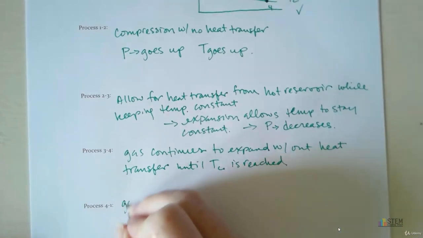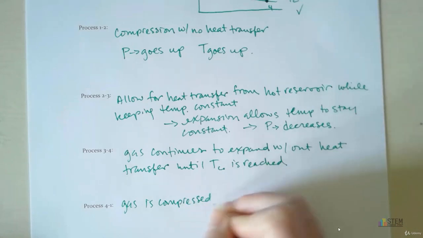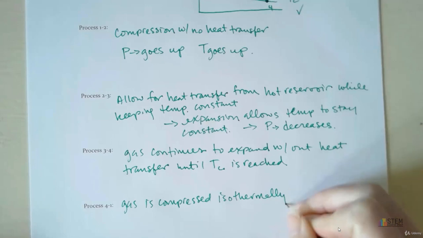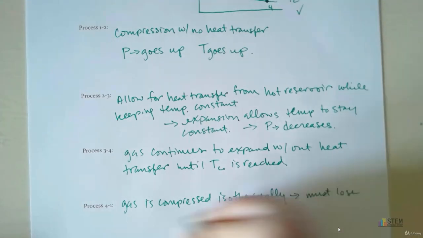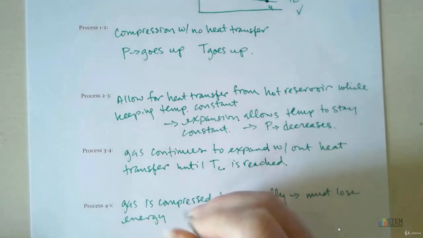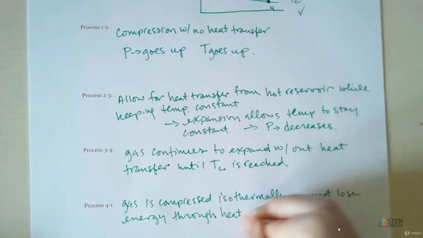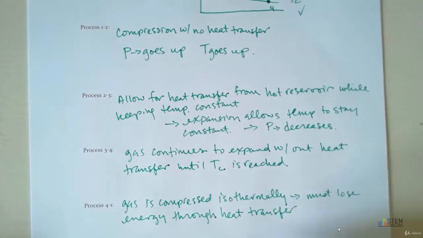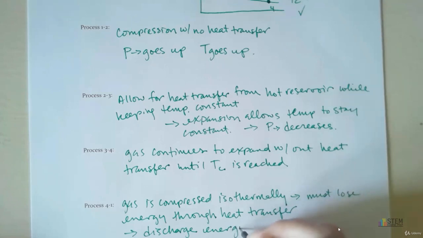In this one, the gas is going to be compressed isothermally, so temperature is constant. That means we must lose energy through heat transfer, and the way that happens is we're going to discharge energy to the cold reservoir.